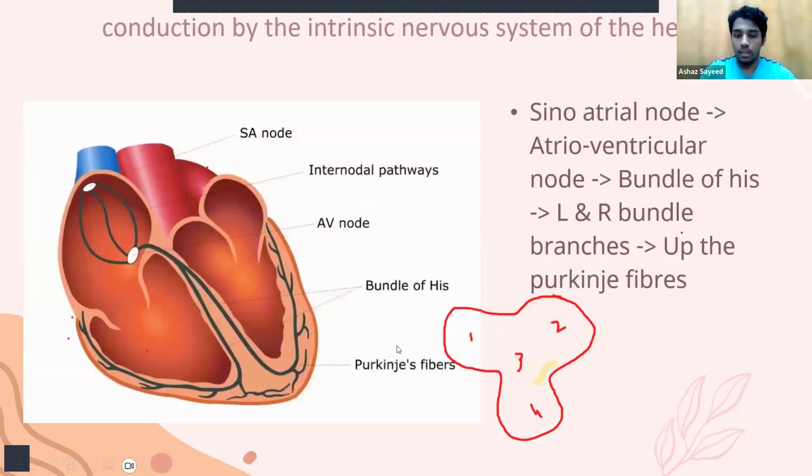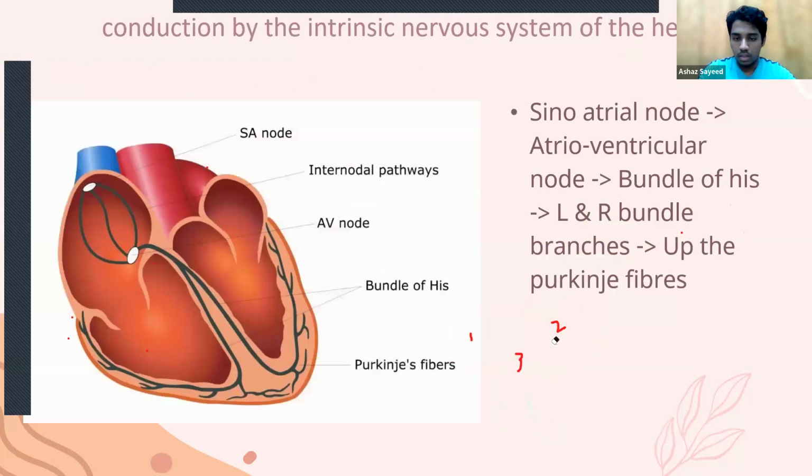Then you have this thing. This is the conduction pathway, how the electrical signals move in the heart. Again, the name: intrinsic nervous system. Our actual nervous system, from the brain and the spinal cord, is not this one. Our brain is not consciously controlling this because it's its own separate nervous system.